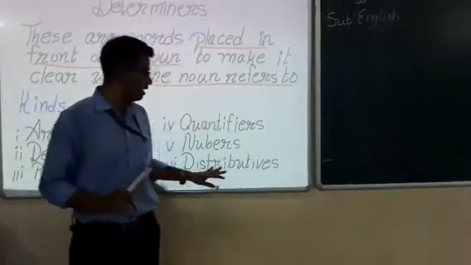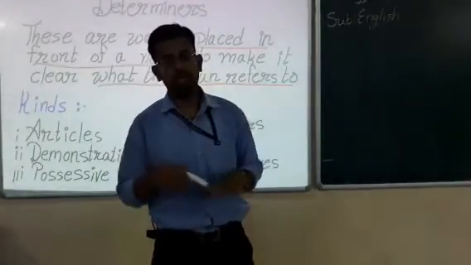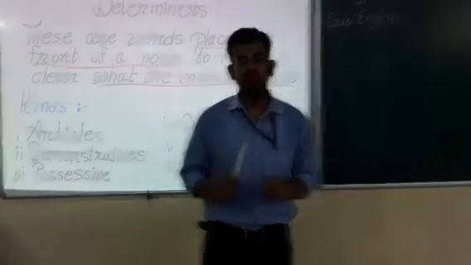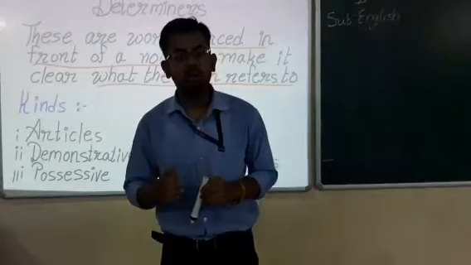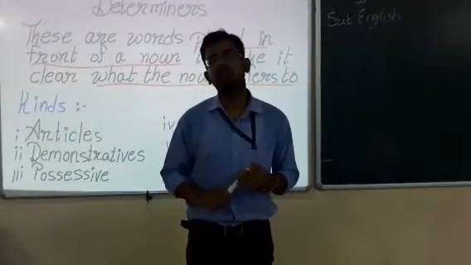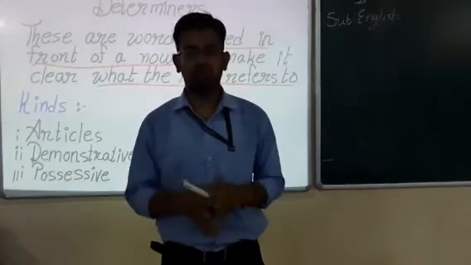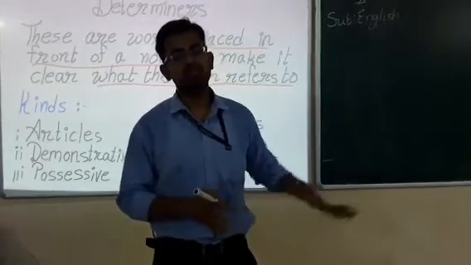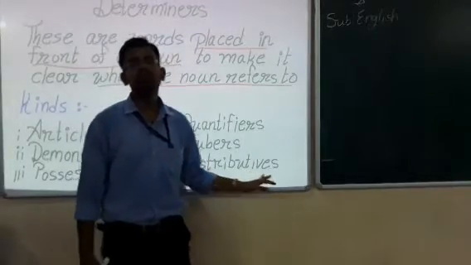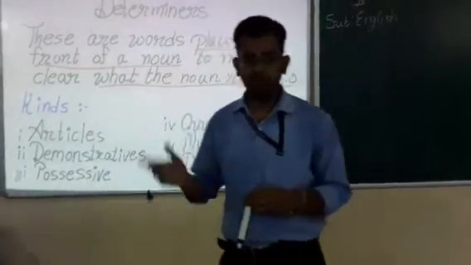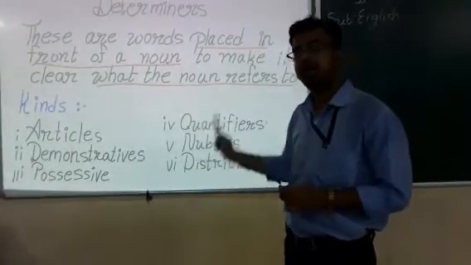Numbers. Last one, distributive. Distributive means for everyone. I am giving homework to each one of you. So you can see that it is a kind of distribution. So these kinds of determiners are called distributive determiners. So understood, students, what determiners are and what the kinds of determiners are?